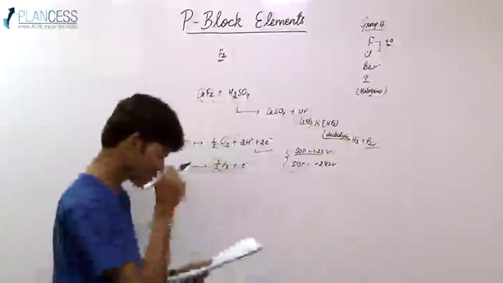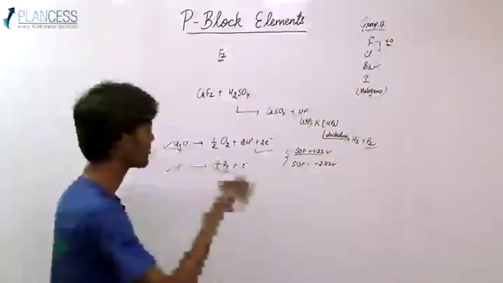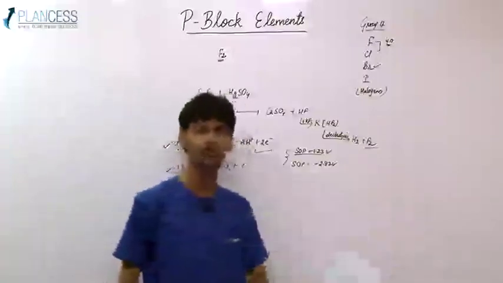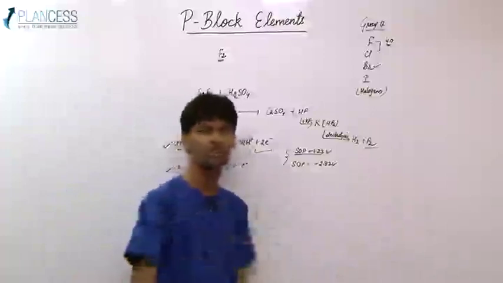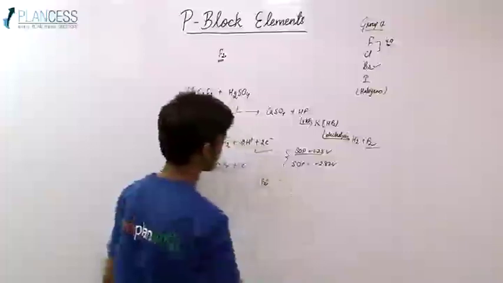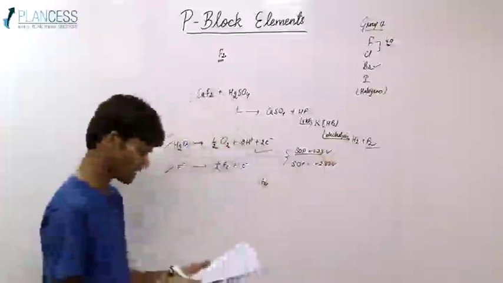Now, about the oxidizing character. Talking about the oxidizing character of F2, we know that fluorine can have only two oxidation states, 0 and -1. So since F2 is in the 0 oxidation state, it can only act as an oxidizing agent and gets itself reduced to the -1 oxidation state.